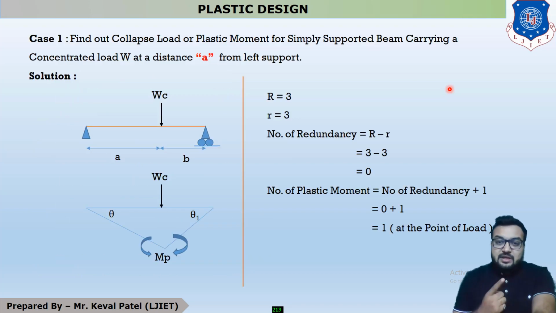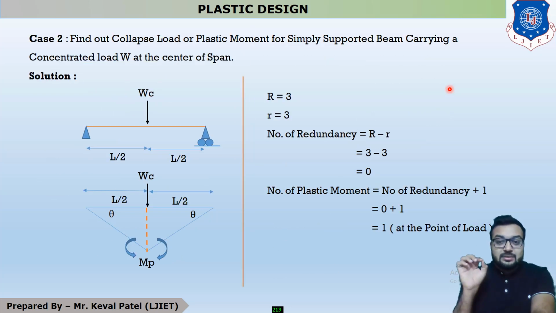Your first derivation is for a simply supported beam with a concentrated load. A concentrated load is also called a point load, and this point load is acting at a distance small a from the left support. So this is your first derivation. Your second derivation is similarly for a simply supported beam subjected to a point load, but this time the load is exactly at the center. So this is your second derivation.